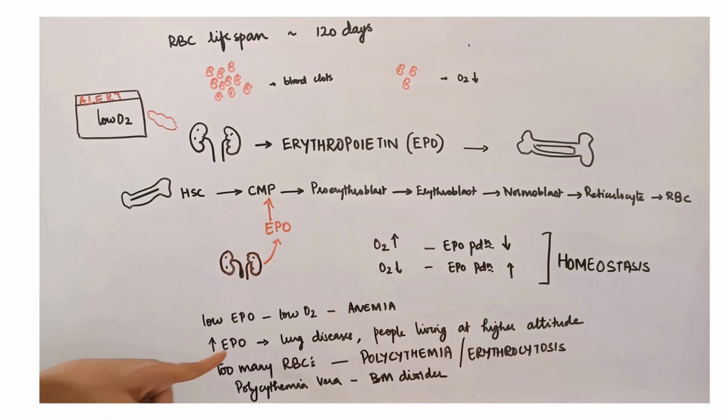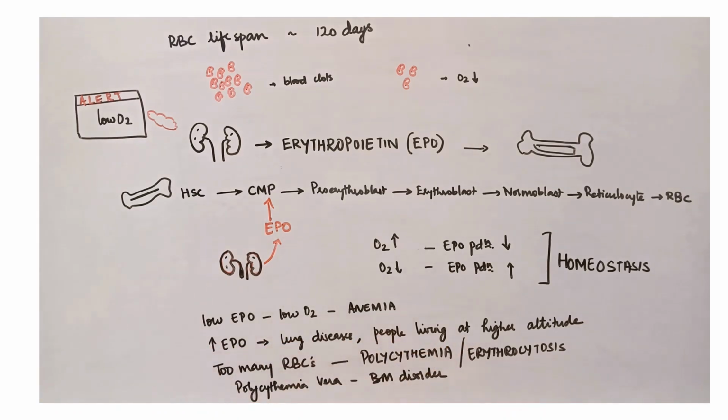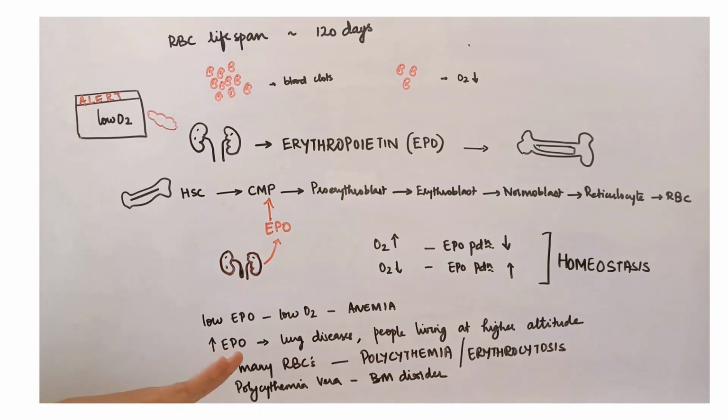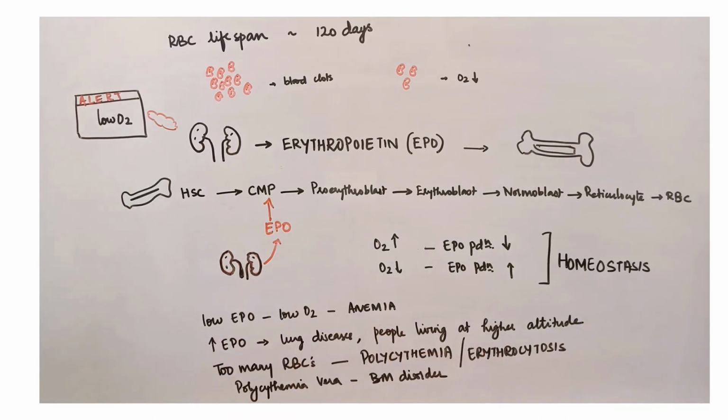Higher levels of EPO may be seen in people who live at high altitudes or people with lung disease, because the kidneys produce more EPO to try to compensate for the low oxygen level. Likewise, if there is too much erythropoietin, RBC production will also increase, and this will lead to polycythemia or erythrocytosis. There is also a condition called polycythemia vera, which is caused by a bone marrow disorder, and it is not primarily because of increased erythropoietin.